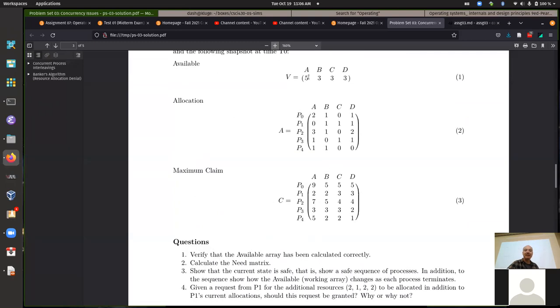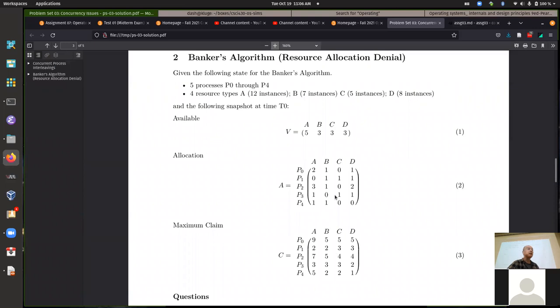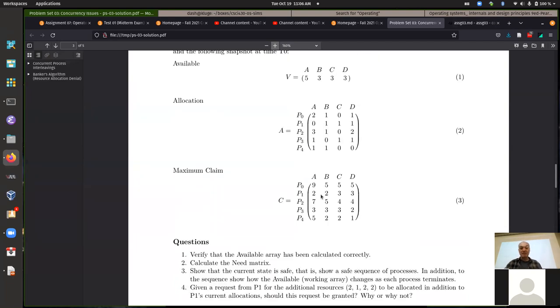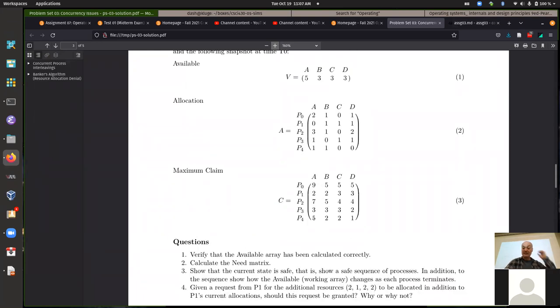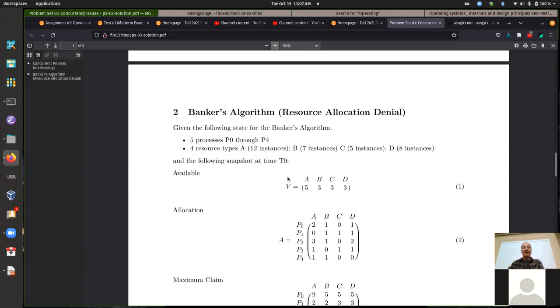The available resources V is a function of the total resources and the current allocation. So you really have to be using the total resources, which we sometimes call R, and the allocation. If you add up the allocations for resource A and compare that to the total R, the allocations plus the available should equal the total, or the total minus the current allocations should equal the available. If people were using the maximum claim, that's not relevant for this part. And as you can see, the maximum claim for resource A is much higher than the actual total number of resources, which is fine for resource allocation denial.